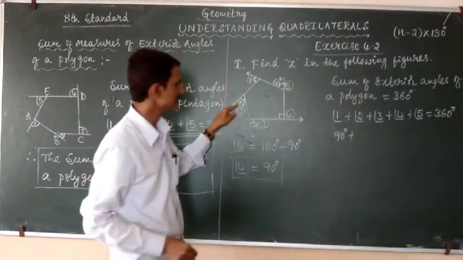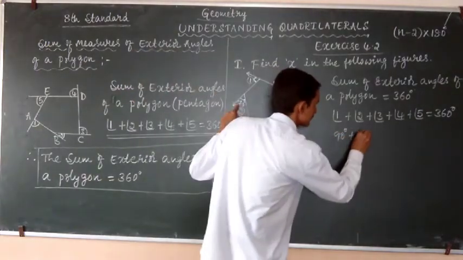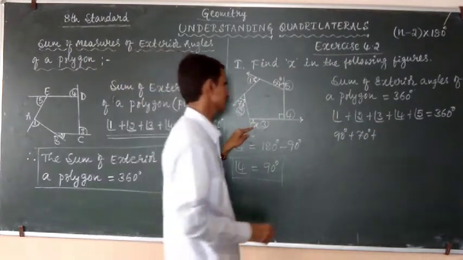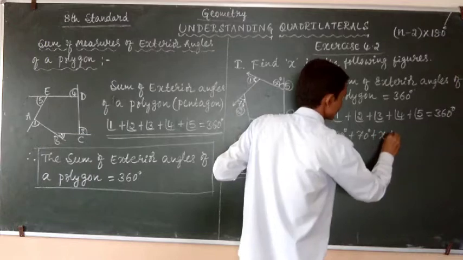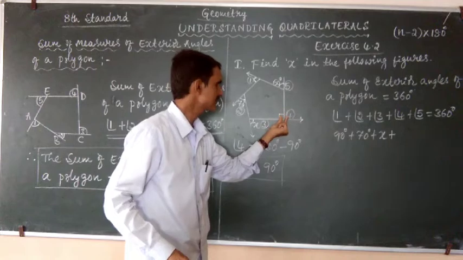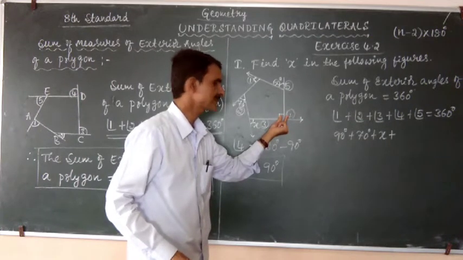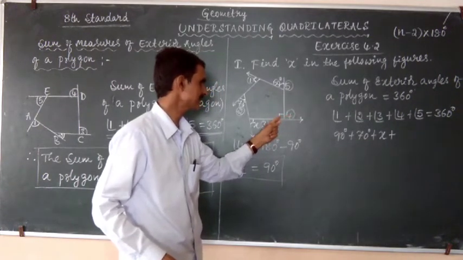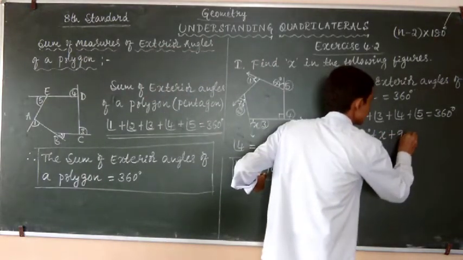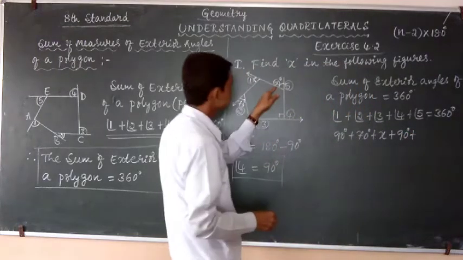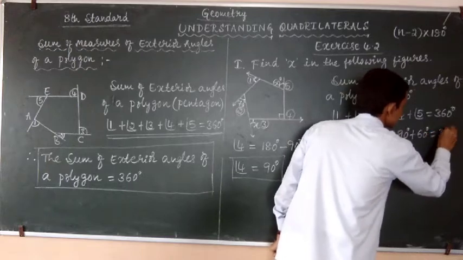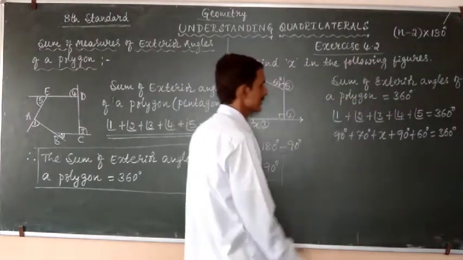Plus the second angle they have given, 70 degrees. The third angle, what we have to calculate, is x. Plus the fourth angle we found by using the linear pair: the sum of these two angles is equal to 180 degrees, 180 minus 90 equals 90 degrees. The fourth angle is 90 degrees. Plus the fifth angle is 60 degrees, equals 360 degrees.